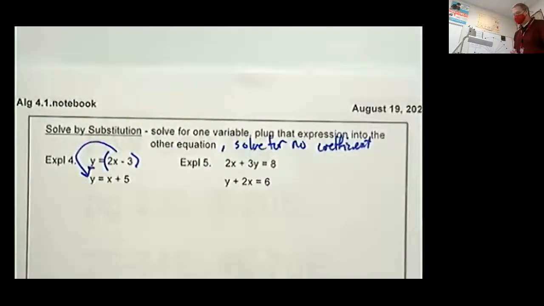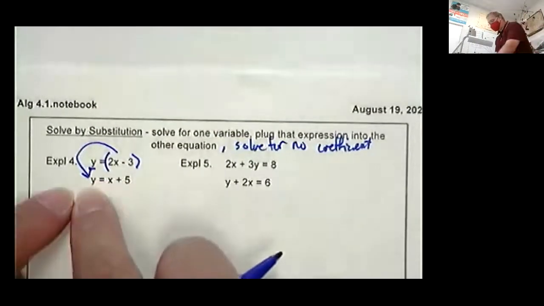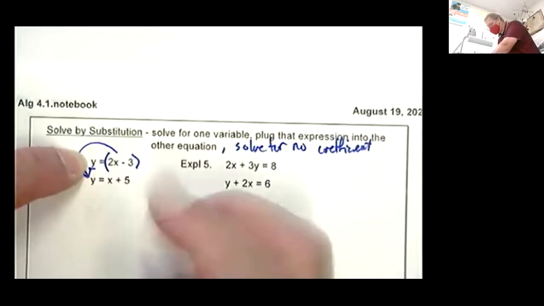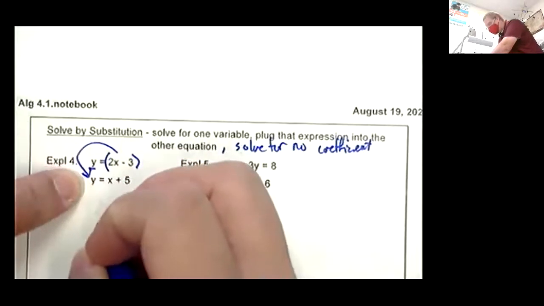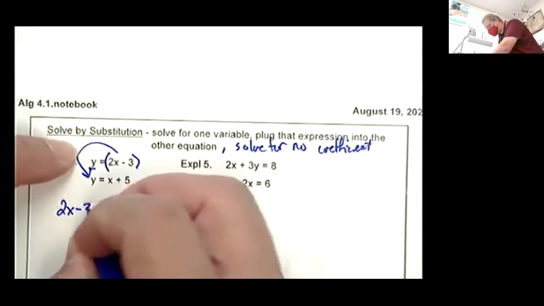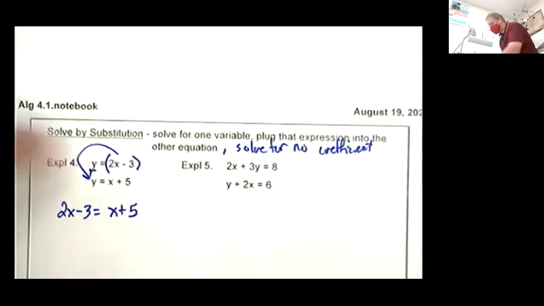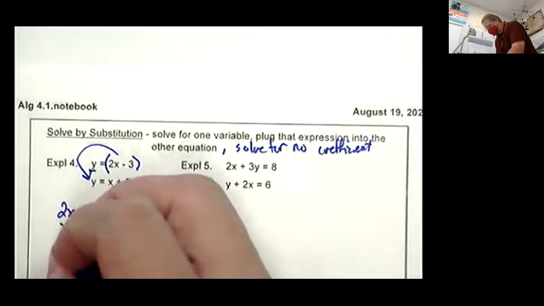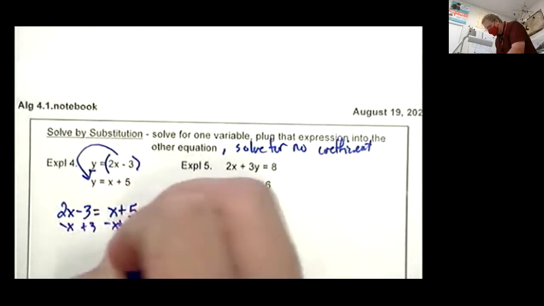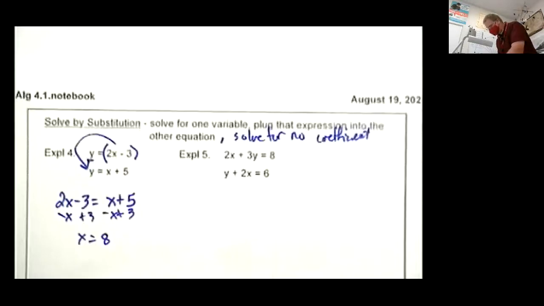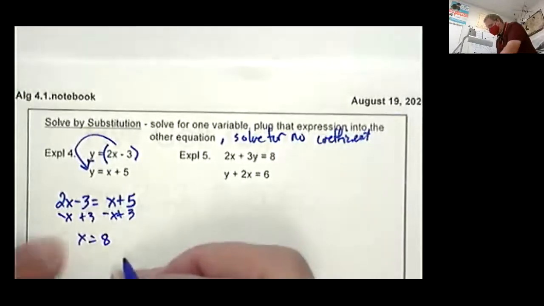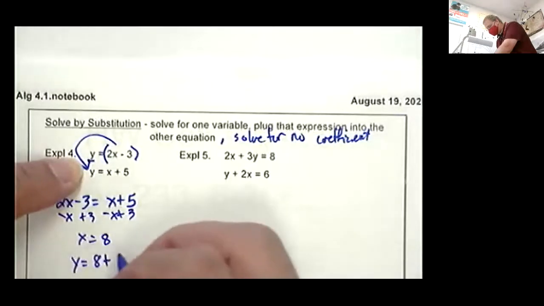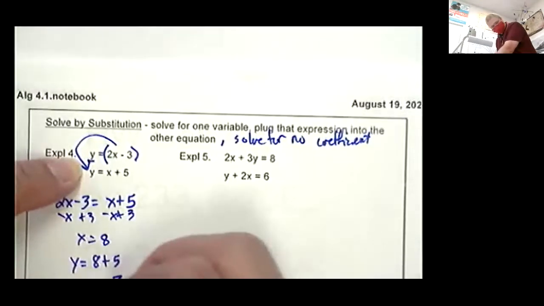So there's my substitution. I'm taking out this y because we know this y is equal to 2x minus 3 and plugging in. So again, I'm replacing this y with 2x minus 3. That's going to equal x plus 5. We're going to solve from there, subtract x, add 3, and we get x is 8. And there's our x value. We just need our y value. I'm just going to use the second equation. Y then is equal to 8 plus 5, which is 13.